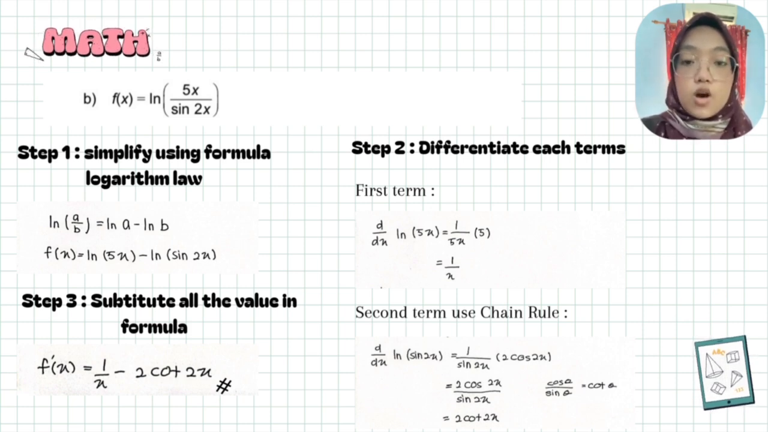For the second term, we use the chain rule. d/dx of ln sin 2x equals 1 over sin 2x multiplied by 2 cos 2x. Then we use the trigonometry identity, cos theta over sin theta equals cot theta. So this becomes 2 cos 2x over sin 2x, which is equal to 2 cot 2x. Lastly, step 3, substitute all the values back. We get the final answer, f prime of x equals 1 over x minus 2 cot 2x.